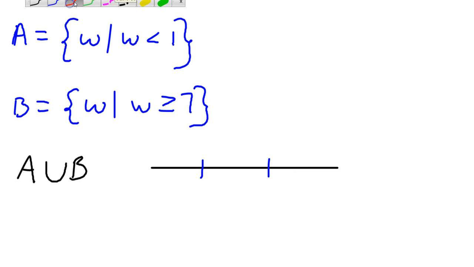So for this one, we've got W is less than 1. And again, because it's just less than, that would be an open circle. But just so we can see it in interval notation, we'll use the parentheses. You want everything less than 1. And for W greater than or equal to 7, we'll start here. This time we're going to use a square bracket, and it's going to go that way.